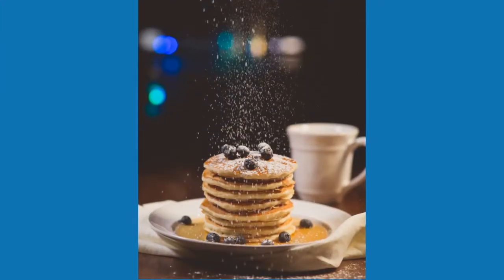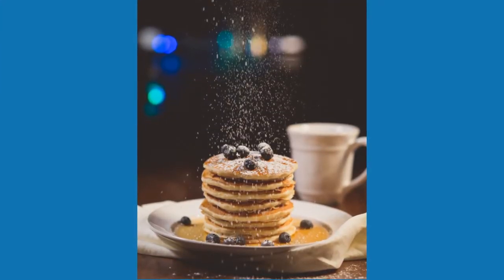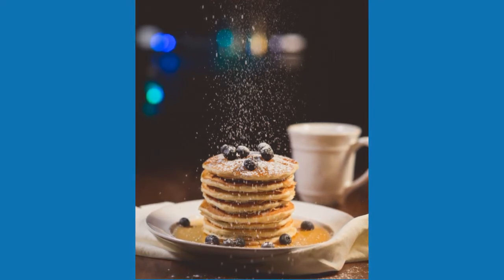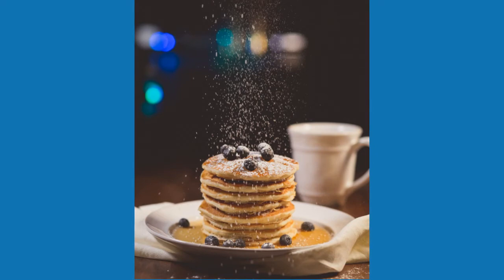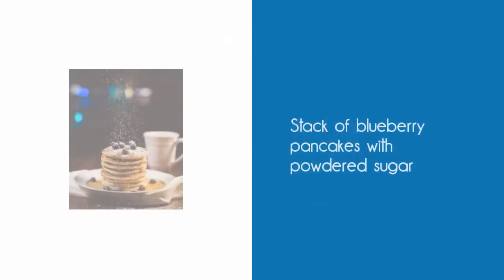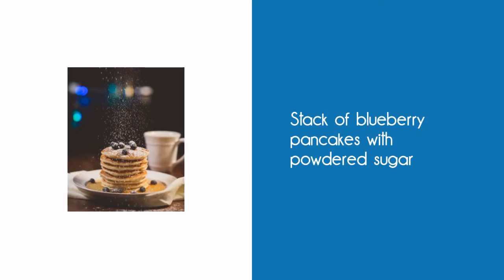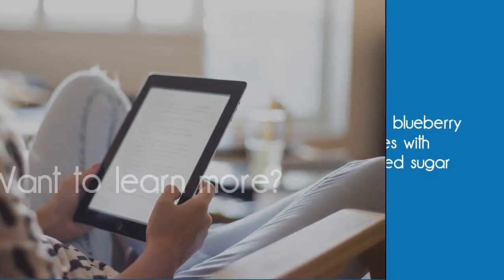A key rule to keep in mind when writing alt text is that it should be accurate and equivalent in presenting the same content and in serving the same function as the original image. A good example is using the alt text "stack of blueberry pancakes with powdered sugar" to describe this image. This description is short and specific, which are both desirable attributes for alt text.